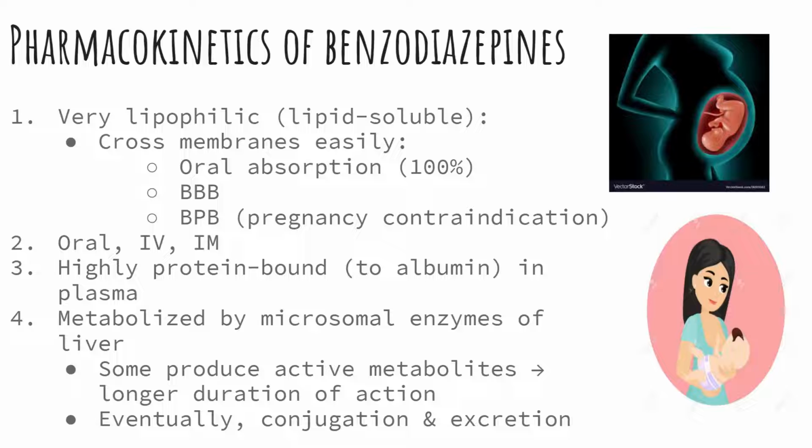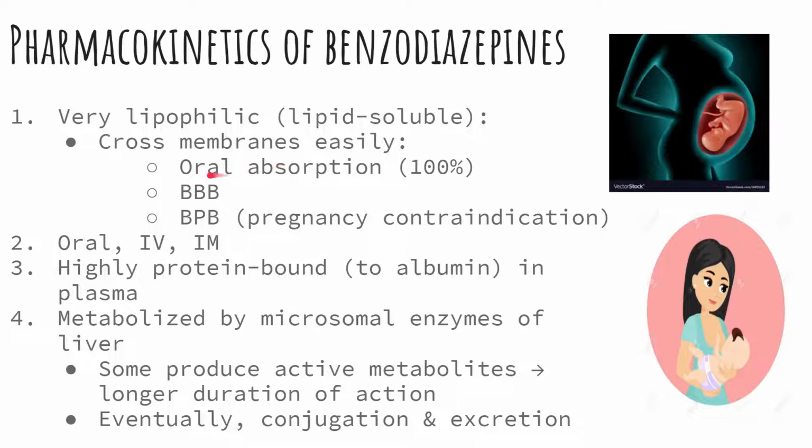Now, let's talk about the pharmacokinetics of benzodiazepines. First of all, they are very lipophilic medications, or lipid soluble. And when something is lipophilic, it can very easily cross the membranes in our body, لأنه our membranes are all lipids. They are lipid bilayers. When they cross membranes easily, this can give us a couple of things.